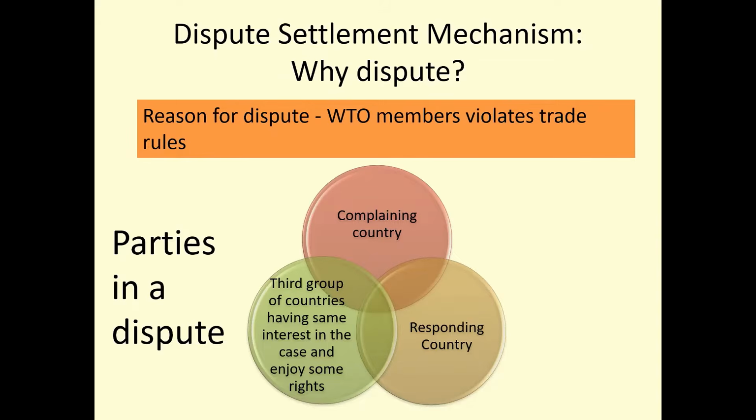Parties in a dispute normally are first, a complaining country, one who suffers due to violation of trade agreement. Second, a responding country, one who has violated a trade agreement. And then there is a third group of countries having same interest in the case and enjoy some rights.